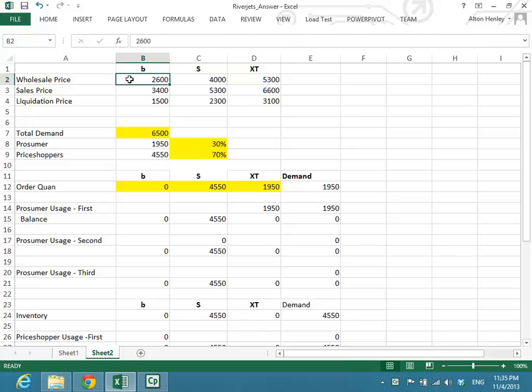So here we have the wholesale price, the price that they buy them for, for B, S, and XT. Then we have the sales price, what they sell them for, and the liquidation price, what they sell them for when they can't sell them to customers. Finally, we have total demand, which is set up as an input, and percentages, which are also set up as inputs, so that the exact number of prosumers and price shoppers are calculations made from the total number of consumers and the percentages.